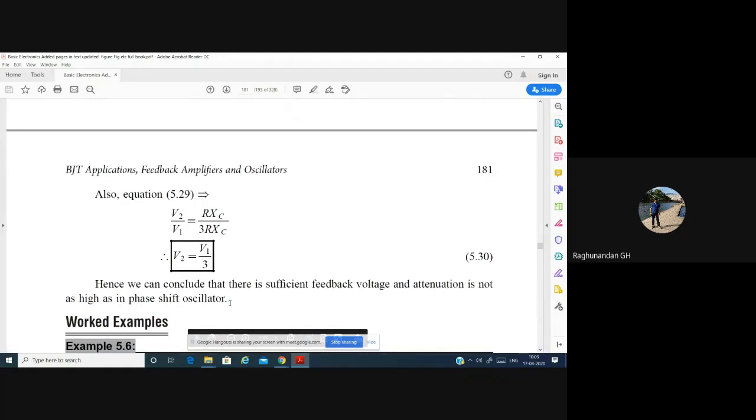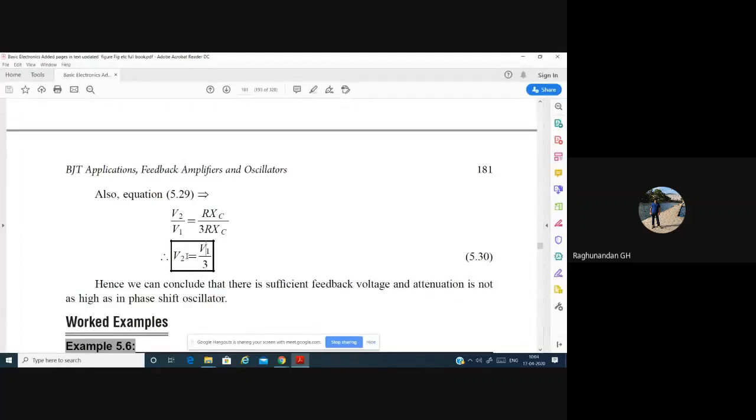phase shift oscillator. In the RC phase shift oscillator, what was happening is, here, 1 by 3rd of the output is fed as input. Say V2 is the input which is fed. So 1 by 3rd of V1 is fed as input. But in the RC phase shift oscillator, because of attenuation, there was no sufficient output voltage to get sampled and fed as input.